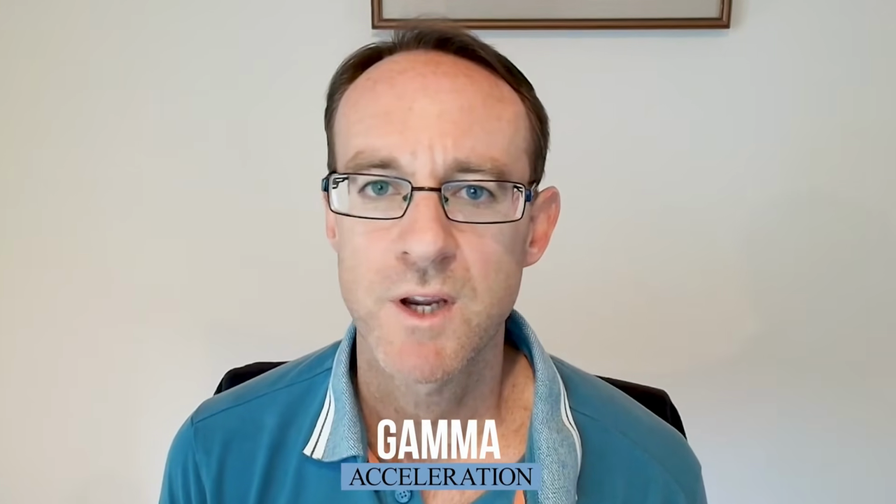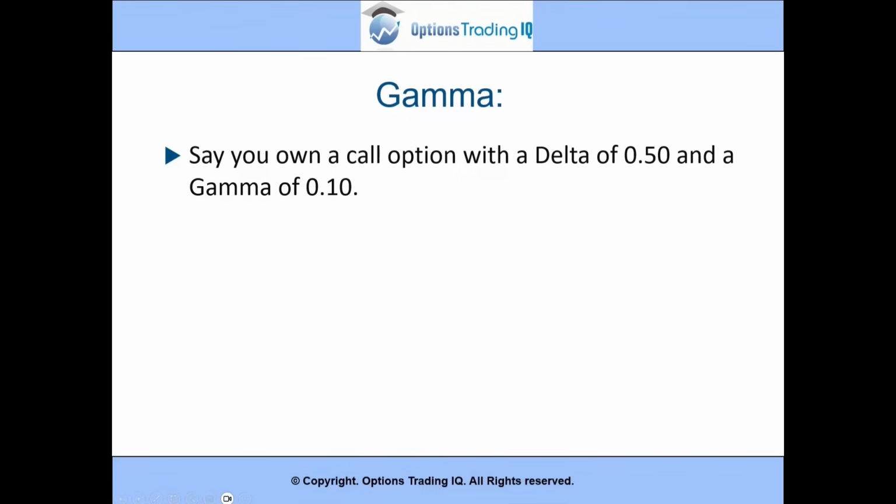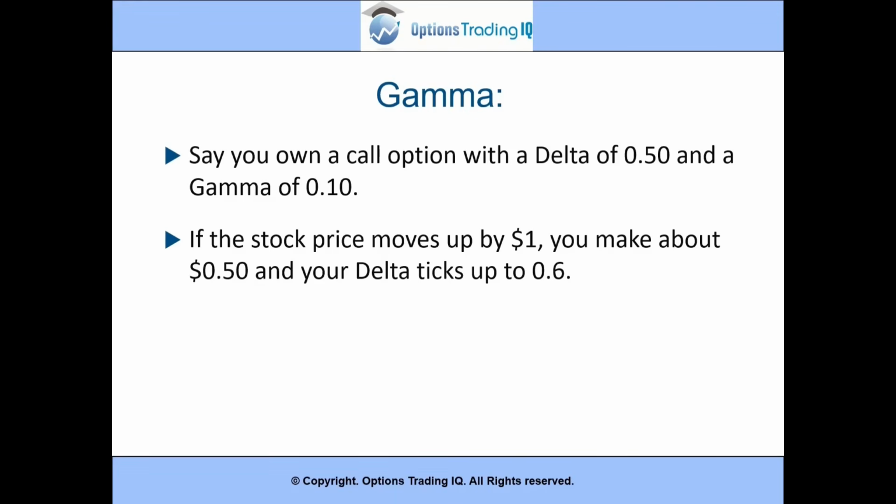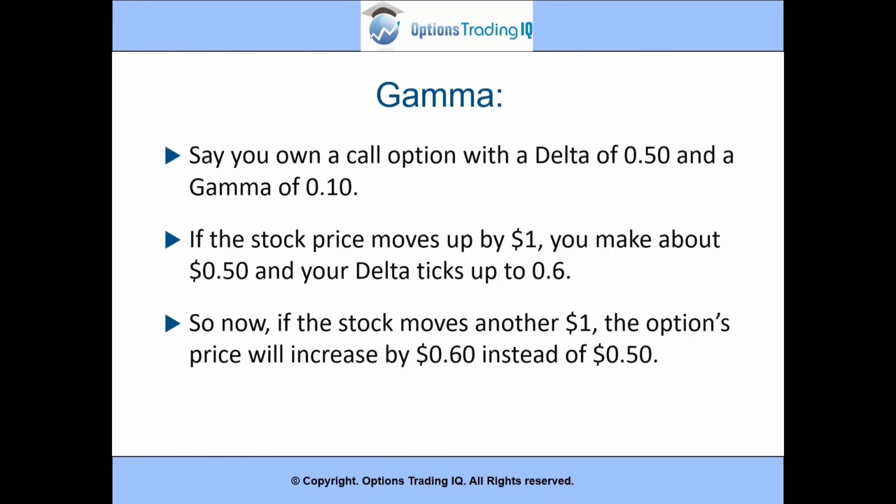If delta is your speed, gamma is the acceleration, and gamma tells you how much your delta will change for every $1 move in the stock. Say you own a call option with a delta of 50 and a gamma of 10. If the stock price moves up by $1, you make about 50 cents on the option, and your delta is going to move up to about 0.6. So now, if the stock price moves another $1, the option price will increase by 60 cents instead of 50. That compounding effect is gamma at work.